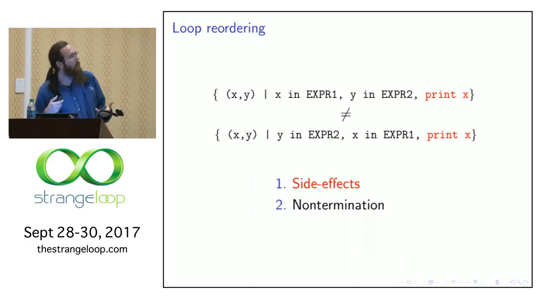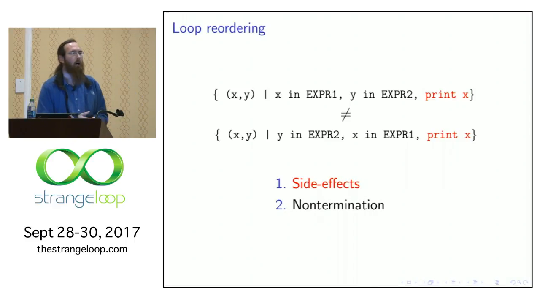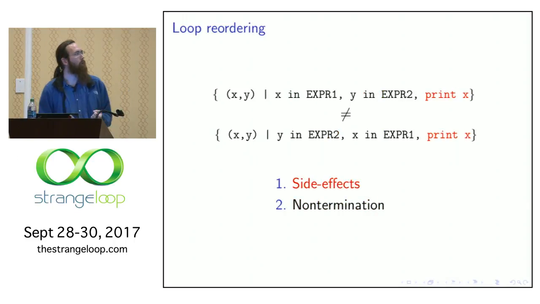So if I put a side effect into my loop, like printing a value, depending on which order I loop over things, I will print things in a different order. That's different behavior. And that means I can't replace one of these expressions by the other. I can't decide to optimize one into the other. All right, so that's pretty straightforward. Does that seem to make sense to everybody?